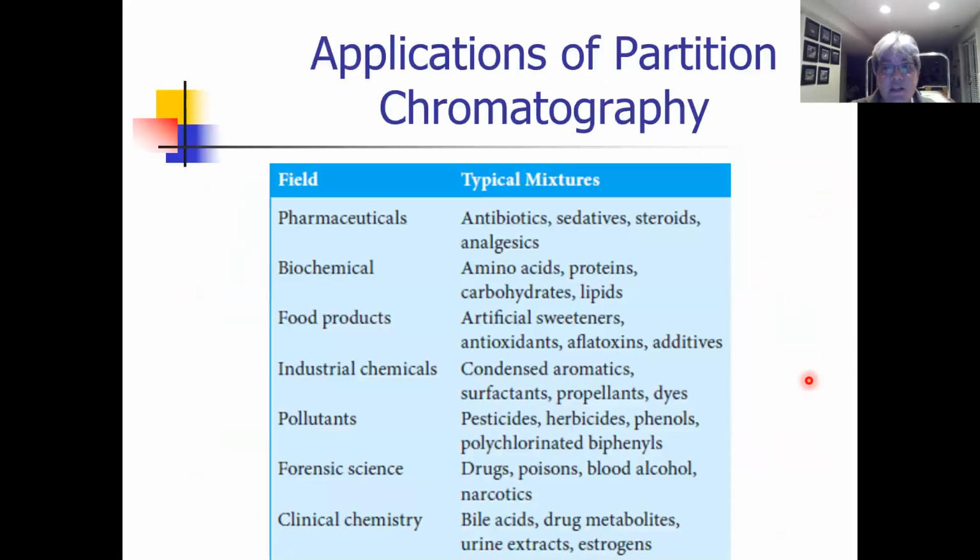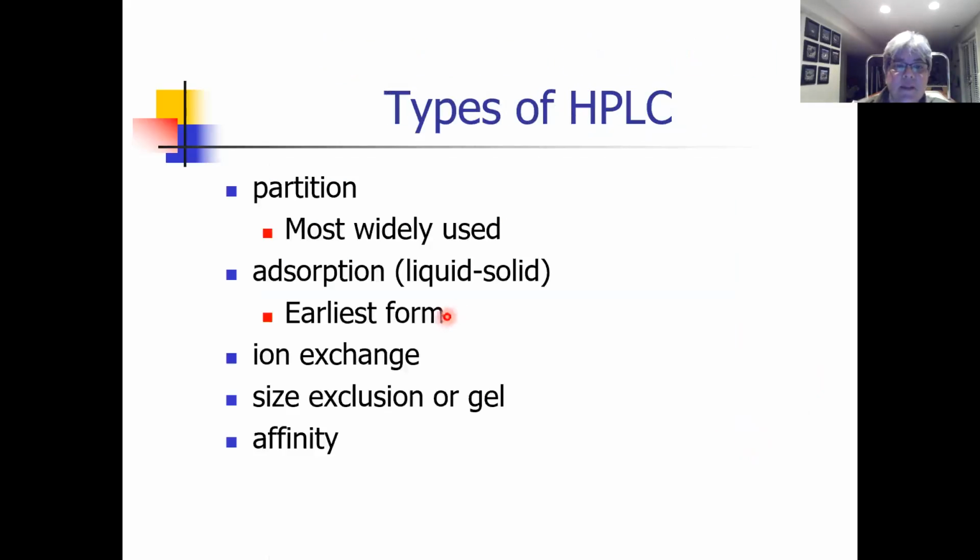Okay, so that's partition chromatography. Again, this is the most commonly used, lots of different places it's used. This table just shows you a few of the areas and a few of the kinds of mixtures that you can separate. Okay, we now want to look at these other 4 kinds of chromatography. We're going to look at these much faster and just try to understand the big picture of what these do.